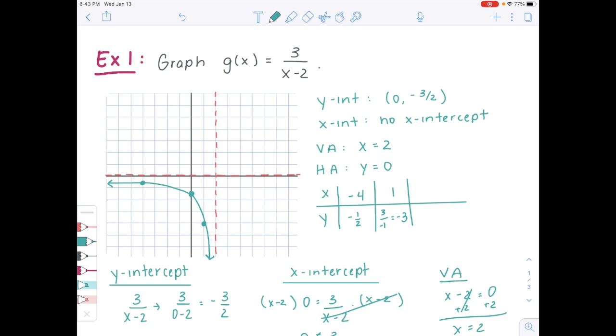So now I need to know what the rest of my graph is doing. I'm going to skip over 2 because I know that's my vertical asymptote. So I'm going to plug in 3. When I plug in 3, I get 3 over 3 minus 2, which is just 1, which gives me regular 3. So I'm up 3, which gives me this point.